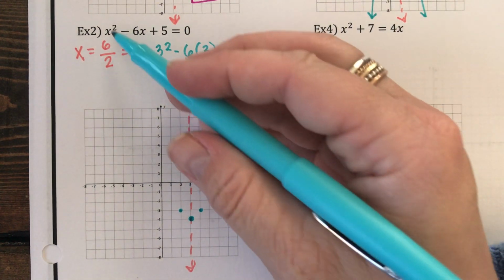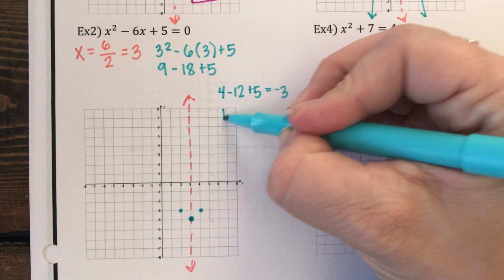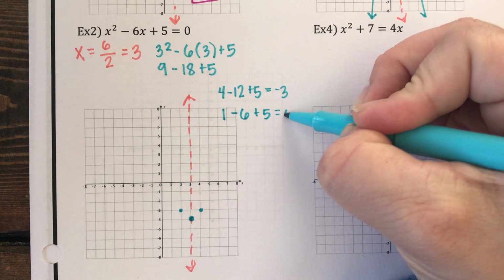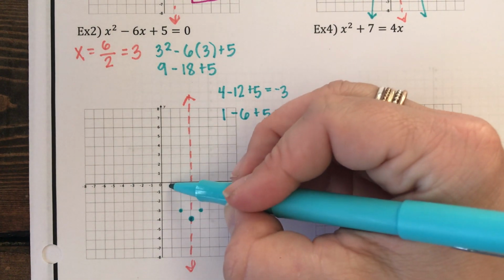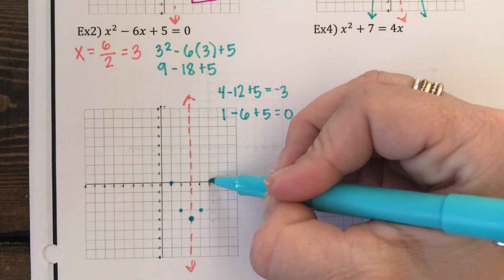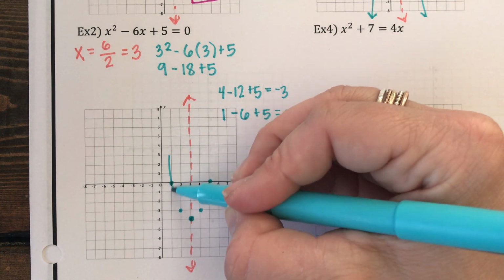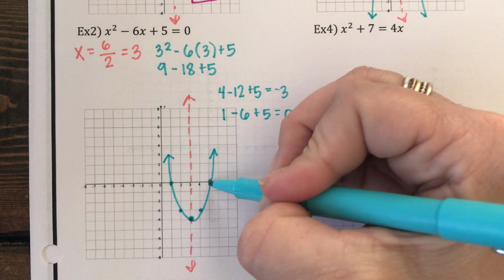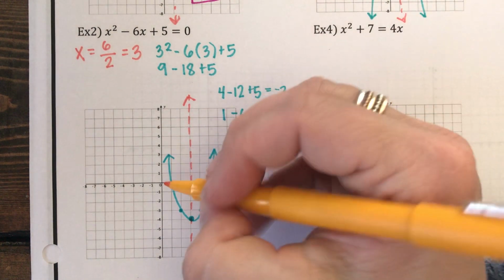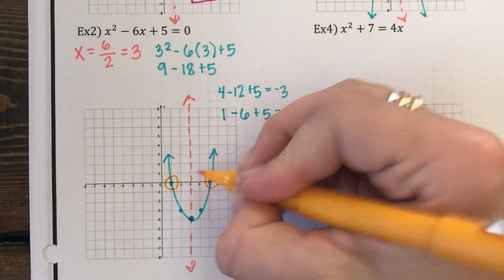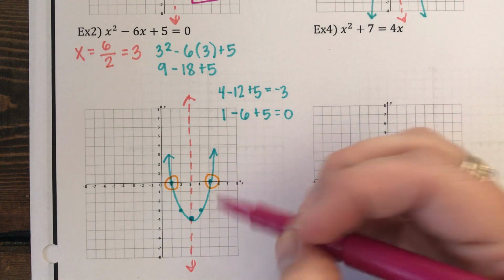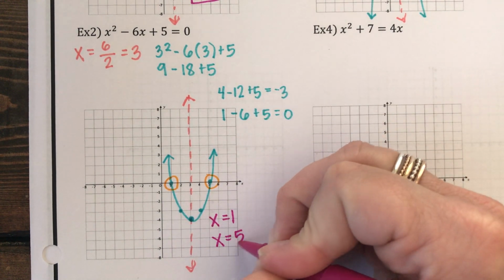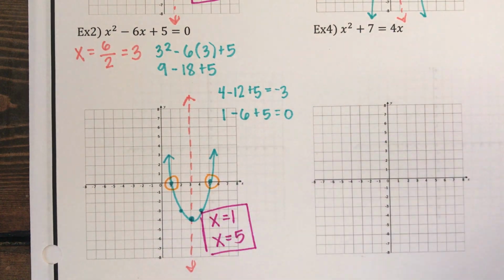Okay, what if I plug in a 1? 1 squared is 1 minus 6 is negative 5 plus 5 is 0. So when I plugged in a 1, I got a 0. So this parabola would cross 2 to the left and 2 to the right of the axis of symmetry. So the two solutions are going to be x equals 1 and x equals 5, and those are my answers.